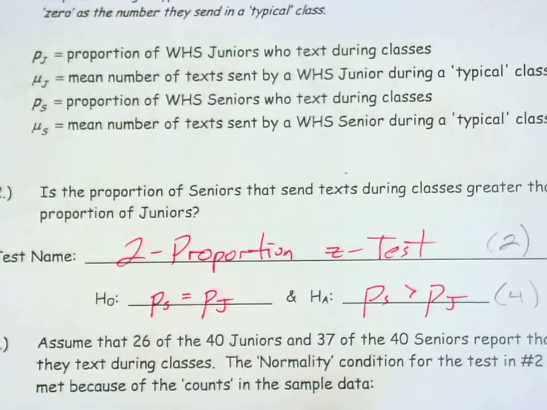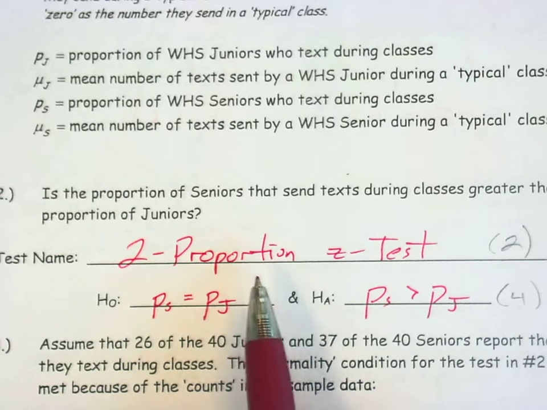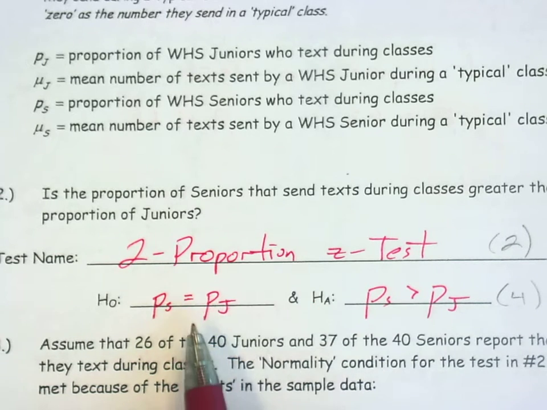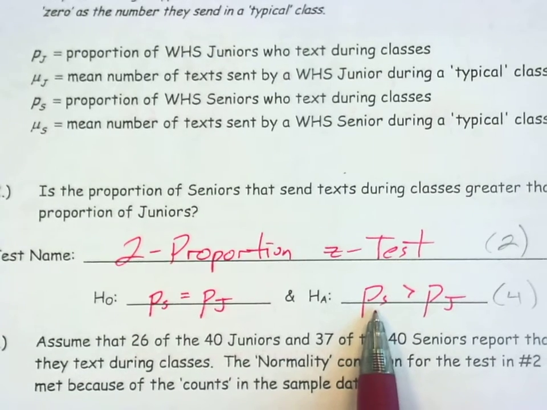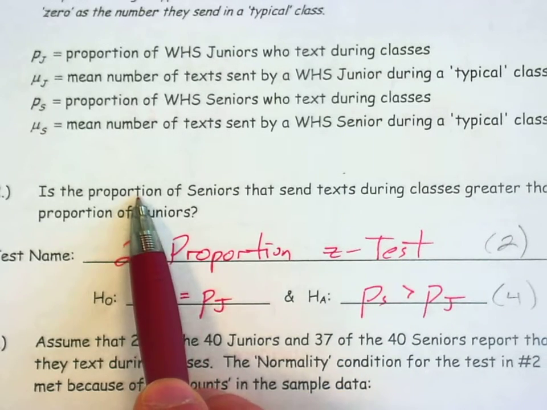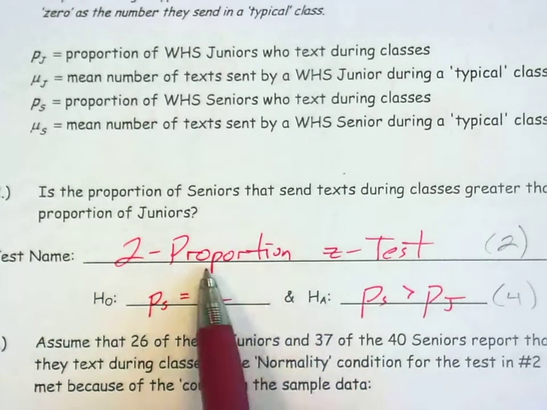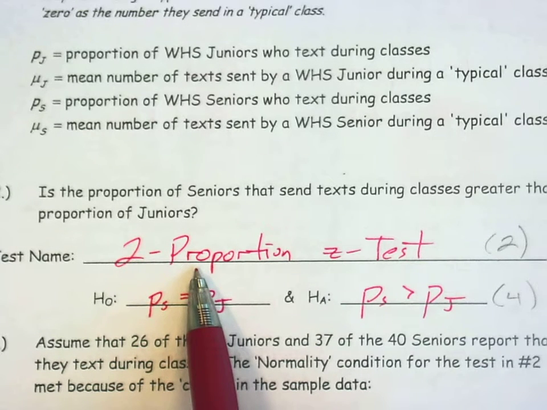So question number 2. For all of these questions, actually, the test name is worth 2 points. The null and alternative hypothesis are also worth 2 points each. This is a question about proportions, so this is a two-proportion z-test. Some people said a two-sample z-test. I didn't take off for that, but be careful.